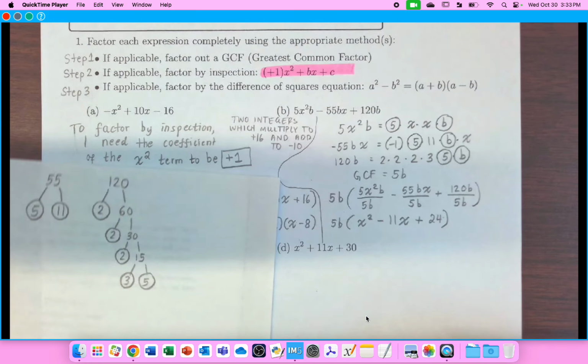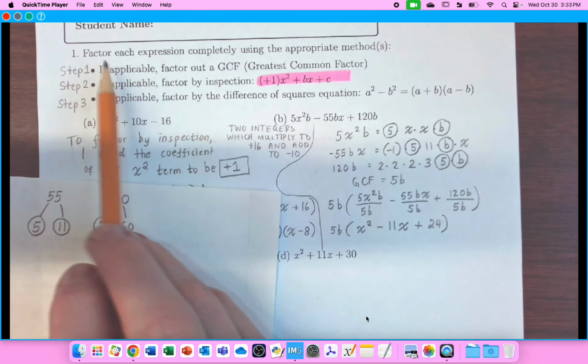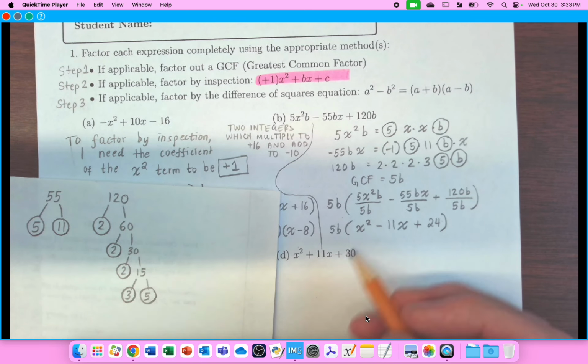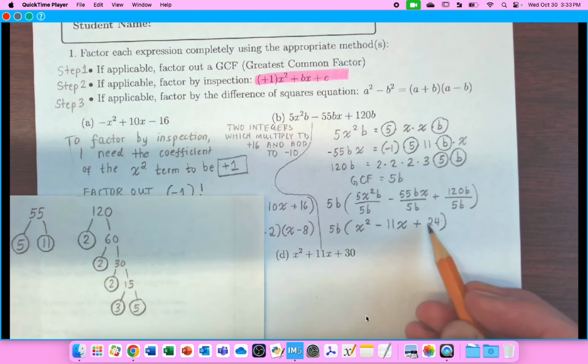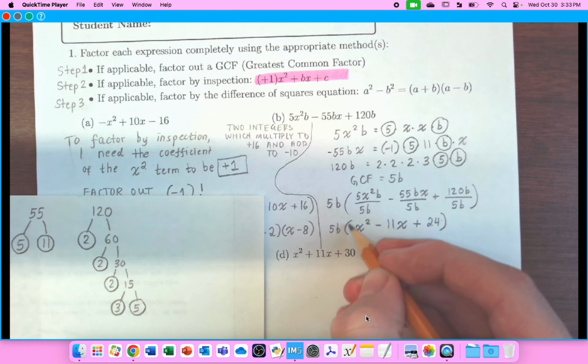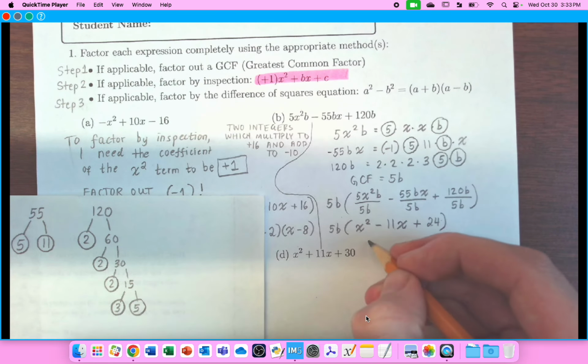Okay, so I did my step 1. I factored out the greatest common factor because I could. Now I have a trinomial which meets my requirement of having the coefficient be +1. So I'm factoring by inspection.